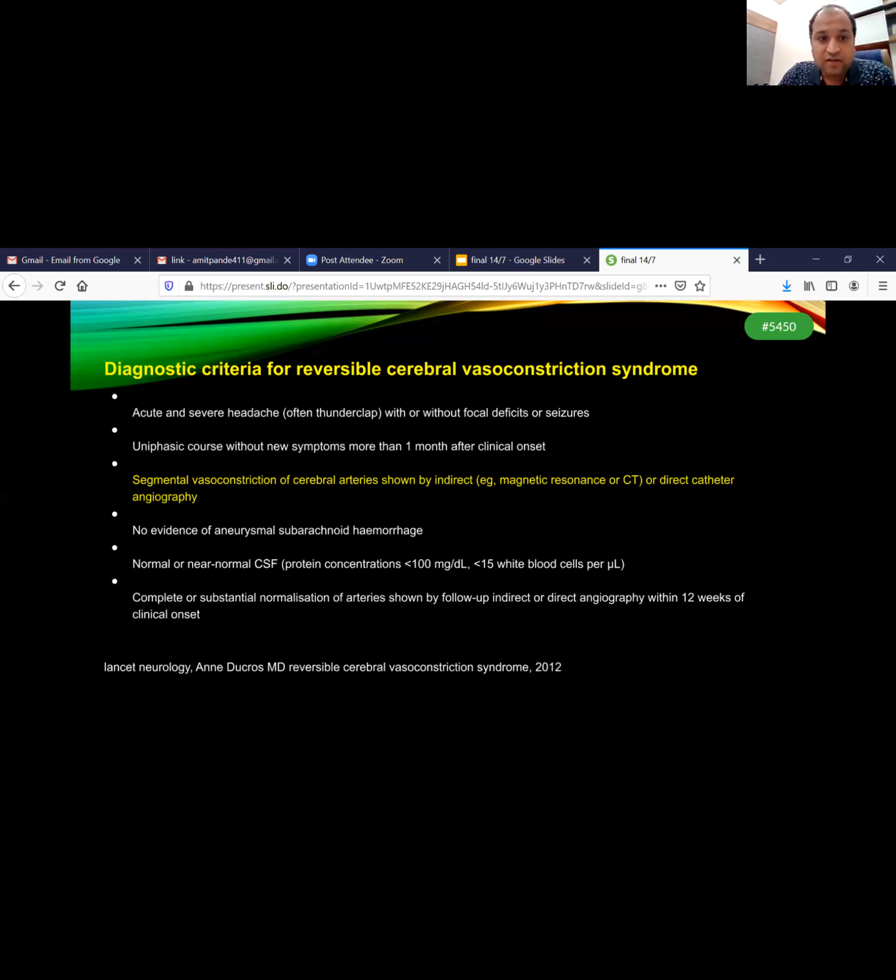This is your answer. Segmental vasoconstriction of cerebral arteries should be shown by indirect, that is magnetic resonance or CT, or direct catheter angiography. It is not only dependent on the diagnosis by direct catheter angiography. There should be no evidence of aneurysmal subarachnoid hemorrhage, normal or near normal CSF, and complete or substantial normalization of arteries shown by follow-up with indirect or direct angiography within 12 weeks of clinical onset. So you can read this article by Anne Ducros from Lancet Neurology, solve your queries, and read more about RCVS. Moving on to the next question, question number 4.